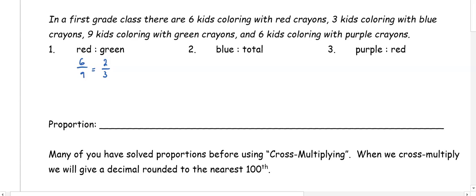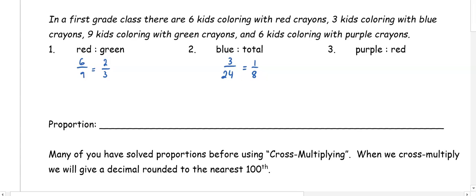In number 2, we want to compare blue to the total class. So there are 3 kids coloring with blue. To figure out how many total kids we have in the class, we're going to add up all of the colors together. So we have 6 plus 3 plus 9 plus 6, which is 24. Both of those numbers are again divisible by 3, so this reduces to 1/8.